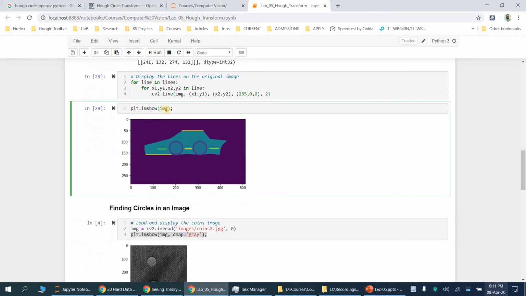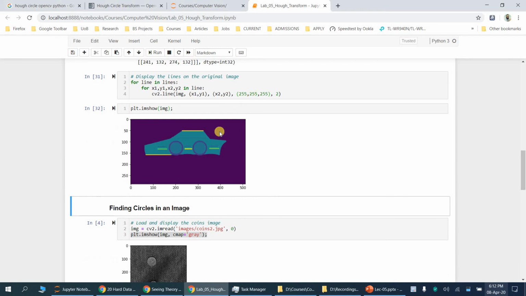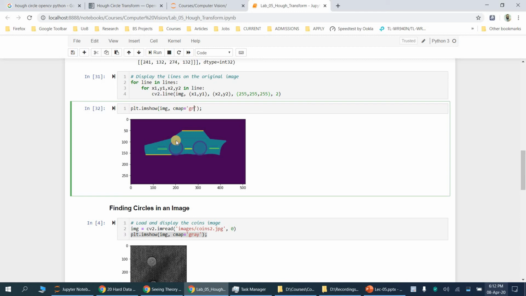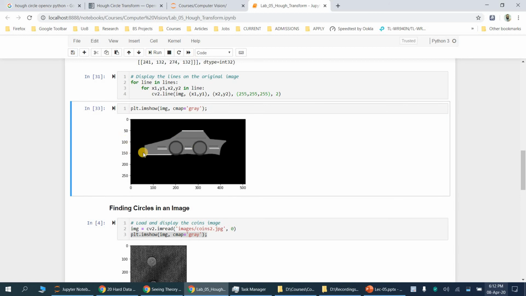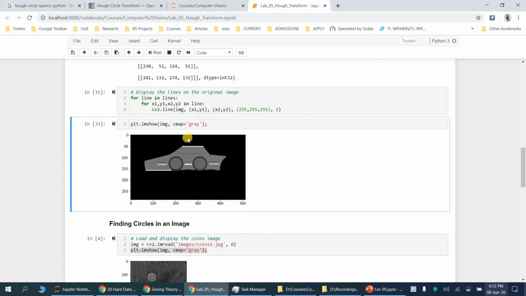You can use the cmap also if you want to make it gray, but these are the lines that are drawn. The yellow ones are drawn here; you can change it if you want, for example make it a white line. It's not shown as white because I think it's again the same problem of color conversion. So here it is. The 3 lines are detected. These are the 3 lines you see over here. I hope it's clear. So this is it for the lines.